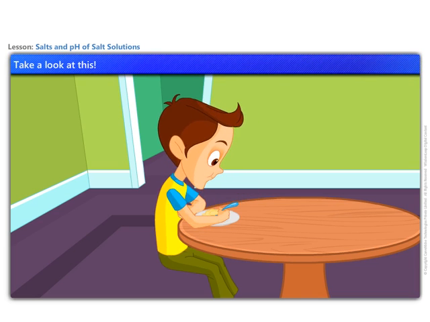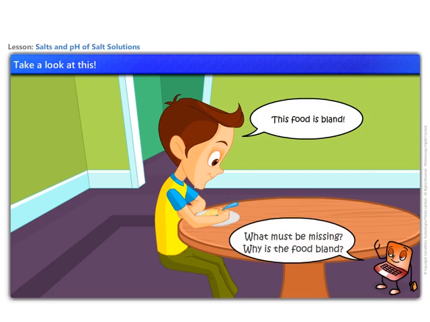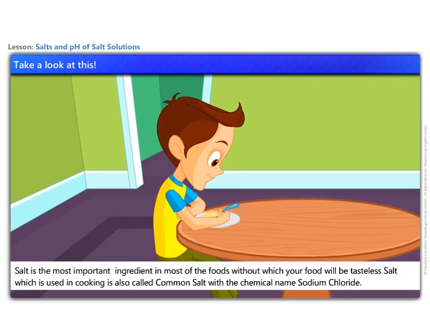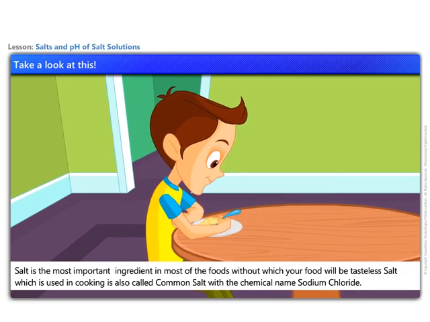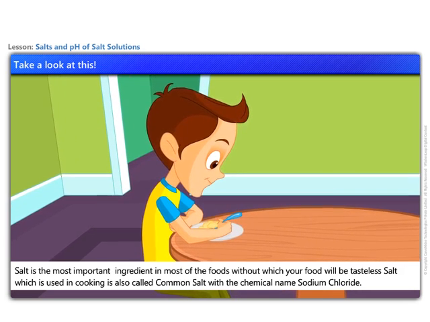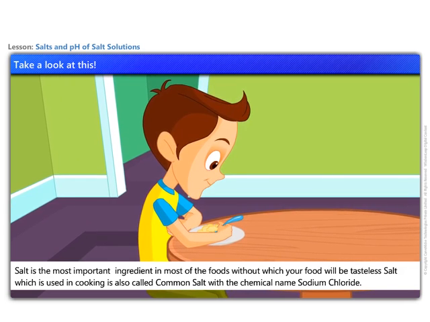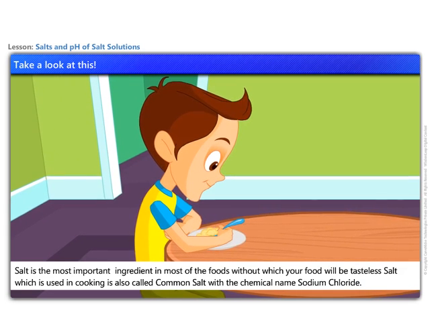Take a look at this. John is having his food. He thinks it is bland. What must be missing? Why is the food bland? Salt is the most important ingredient in most of the foods, without which your food will be tasteless. Salt, which is used in cooking, is also called common salt with the chemical name sodium chloride.